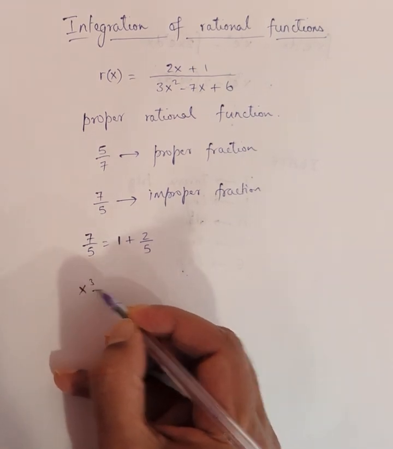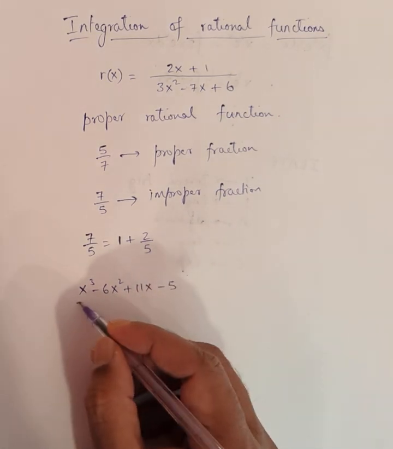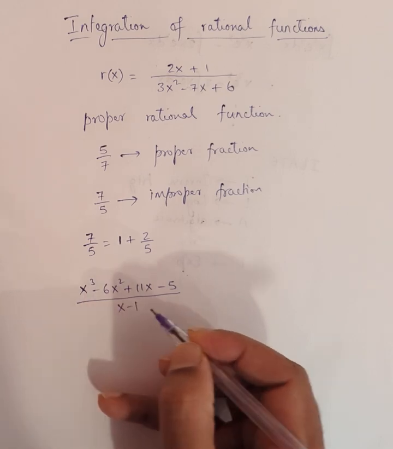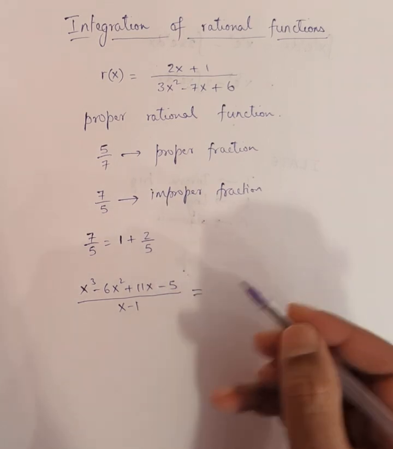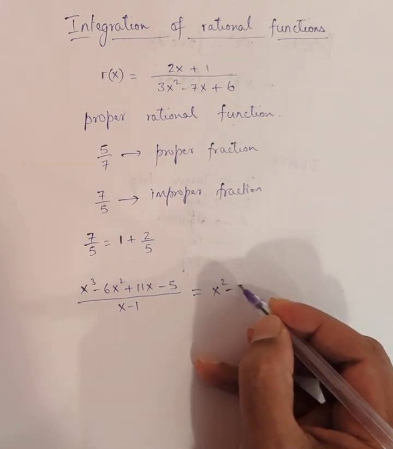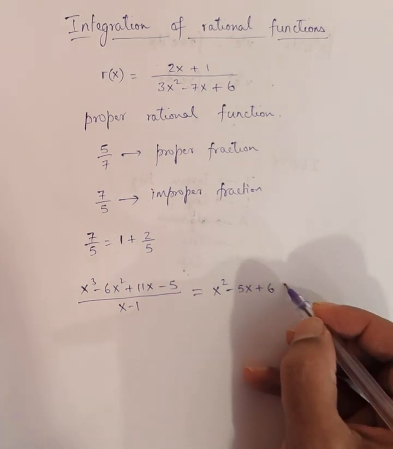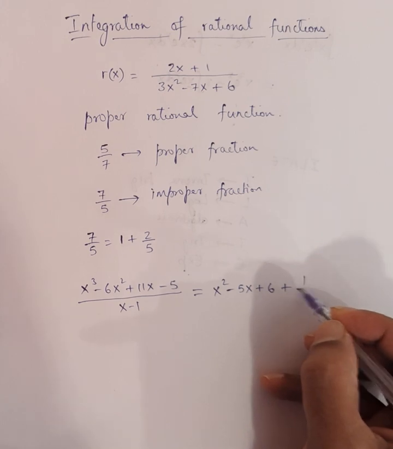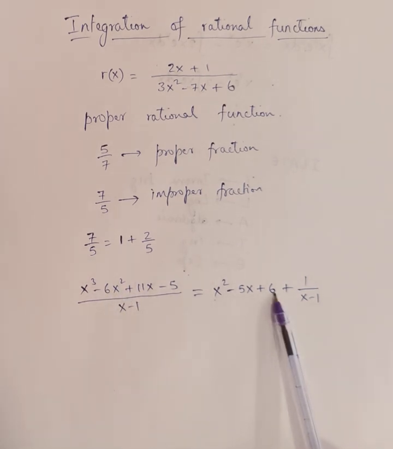In the same way, if you have an improper rational function, say something like x cubed minus 6x squared plus 11x minus 5 divided by x minus 1, then you can actually divide this out, and maybe you want to try this. I think the answer is x squared minus 5x plus 6. That's the quotient, and then there would be a remainder of 1, so 1 over x minus 1. So I can always convert an improper rational function into a polynomial plus a proper rational function.